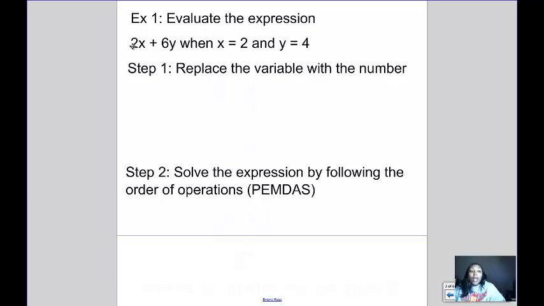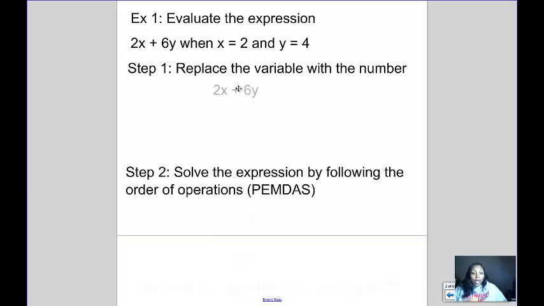And keep in mind that when you have a number and a variable right beside each other, that's a symbol for multiplication. So this isn't just 2x. This is actually 2 times x. And this isn't just 6y. This is 6 times y. Because remember, the coefficient tells you how many x's you have. So you're going to use multiplication for it.